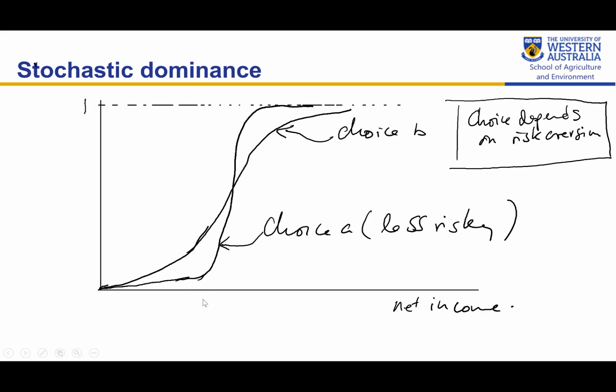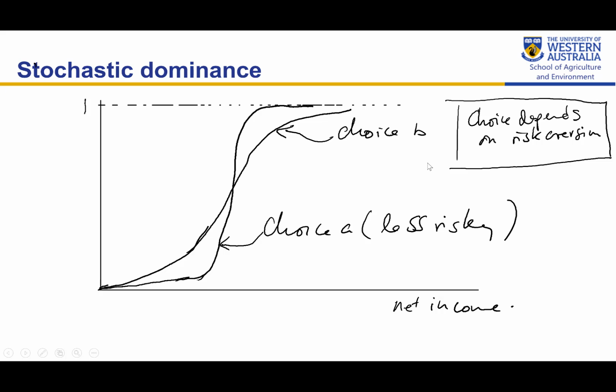But let me say we have two distributions that look like this. So choice A is potentially less risky, and choice B is more risky. And both of these distributions have the same expected value. Then a farmer might prefer choice A over choice B, just because choice A is less risky.